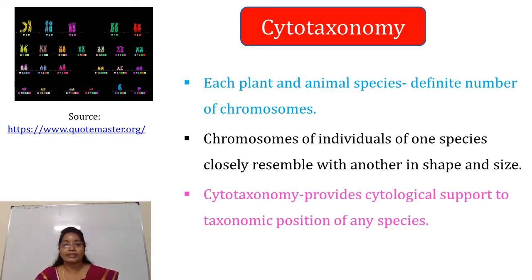The first branch is cytotaxonomy. It combines the knowledge of cytology and taxonomy. Friends, as we know, each plant and animal species has a definite number of chromosomes, and chromosomes of individuals of one species closely resemble one another in size and shape. So these characters of chromosomes help biologists to study the taxonomic position of any species. So cytotaxonomy is a branch of biology which provides cytological support to the taxonomic position of any species.